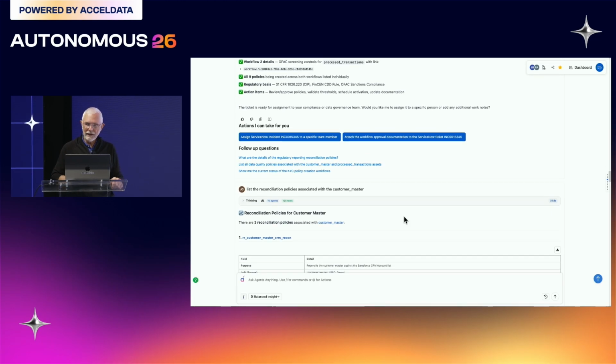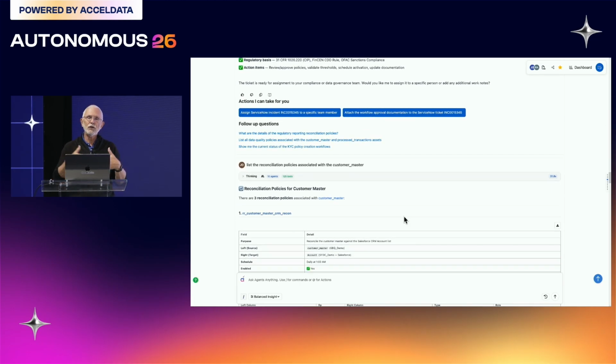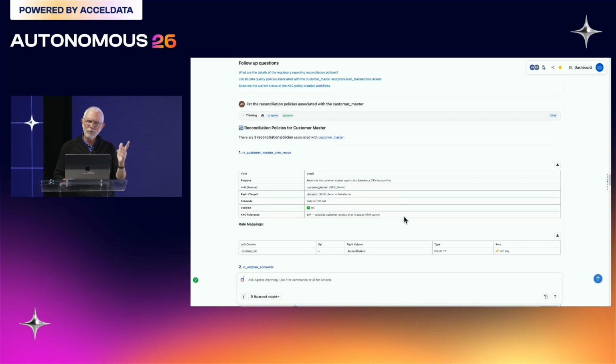When I was looking at the analysis, there were some reconciliation policies on customer master. Now, reconciliation policies in our terminology is comparing one source to another, right? Saying, hey, do you have the same data here that is over here? Do these things match? Can you balance these things? Right? So I said, I remember there were some.